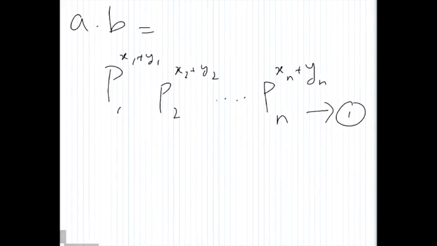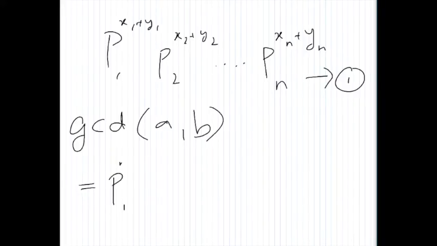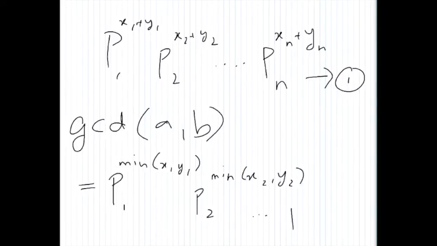Okay, now let's see what the GCD is. What is the GCD of a and b? By definition, this is equal to p1^min(x1,y1) p2^min(x2,y2) up to, this is a product, pn^min(xn,yn).